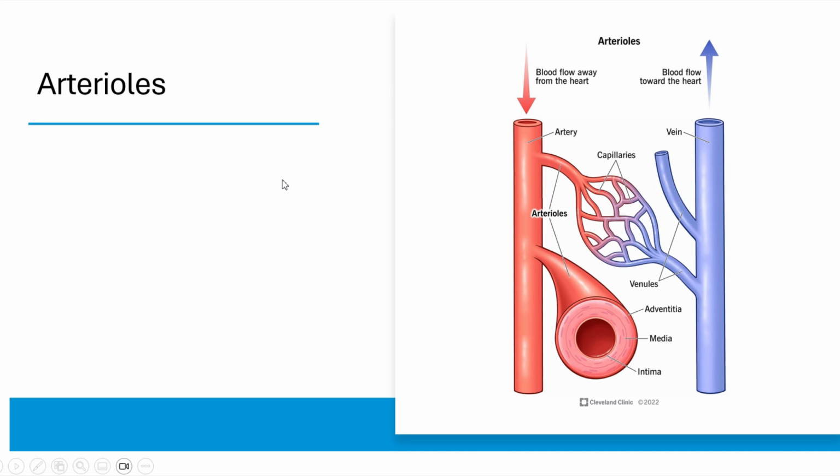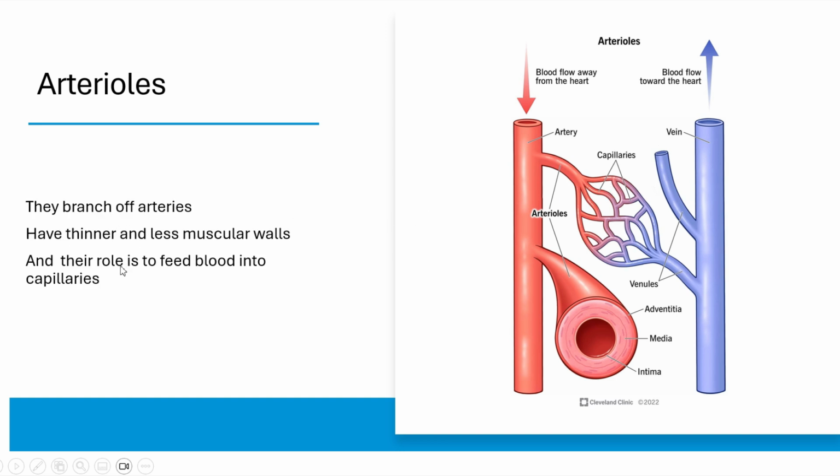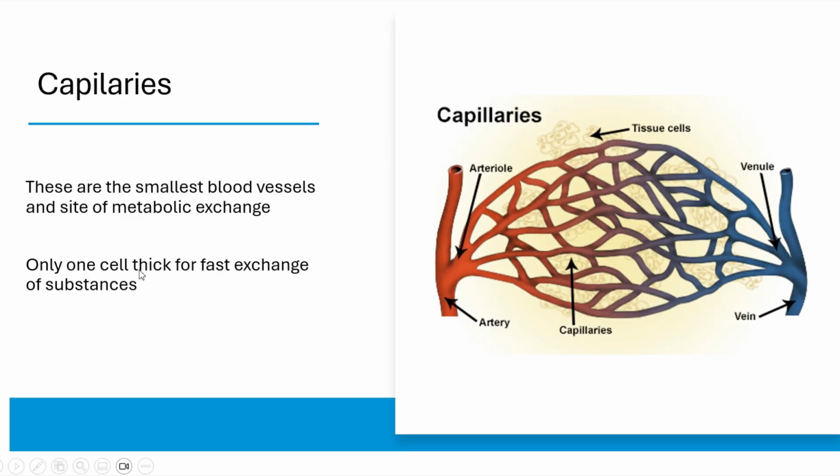Arterioles are just smaller versions of arteries that lead off to the capillaries. They branch off arteries and have thinner, less muscular walls, and their role is to feed blood into the capillaries. Capillaries, we already spoke enough about them. They're tiny vessels, one cell thick, and they're the site of metabolic exchange, which just means things like oxygen intake.